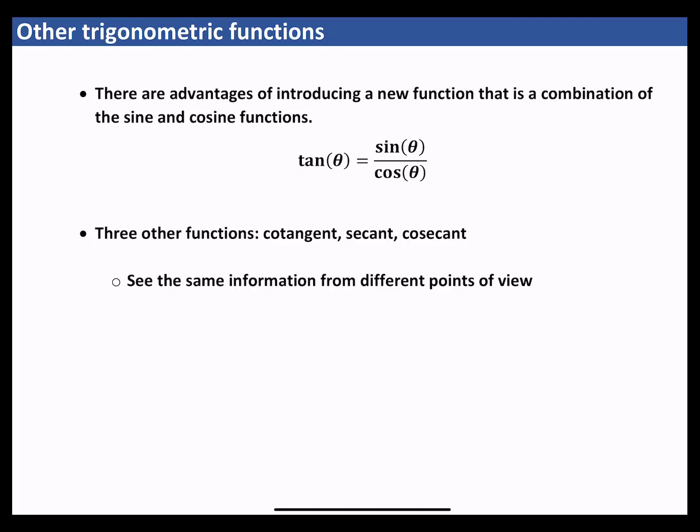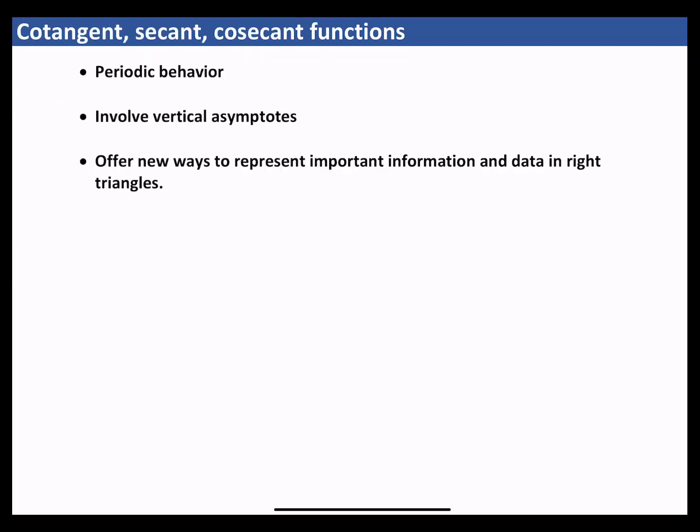Like the tangent function, the cotangent, secant, and cosecant functions have interesting periodic behavior that involve vertical asymptotes, all tied to the unit circle and the behavior of the sine and cosine function. And similar to how we regularly use the tangent function in right triangles, we will find that the cotangent, secant, and cosecant functions in right triangles offer new ways to represent important information and data.